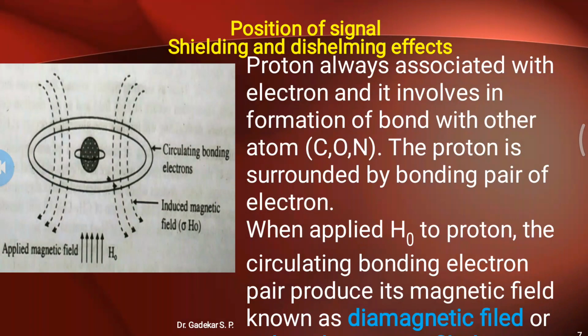This induced magnetic field depends on the circulating bonding electrons. If the number of bonding electrons increases, the shielding effect increases and the induced magnetic field increases. If the circulating bonding electrons are fewer, the induced magnetic field is also less, so it is the de-shielding effect. More electrons around the proton is called the shielding effect, and fewer electrons surrounding the nucleus is the de-shielding effect.